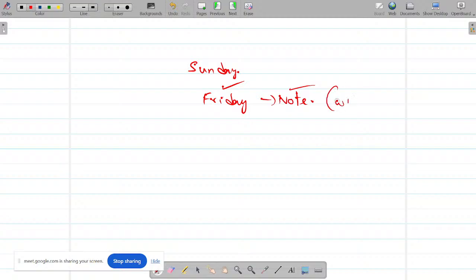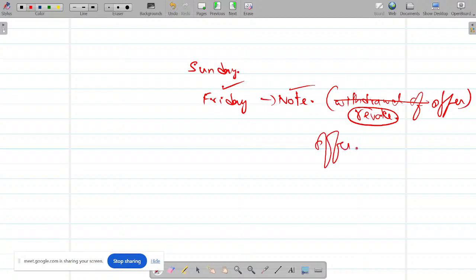Which means what? We'll say this is withdrawal of offer, but this is not the legal term we are going to use. Instead, we'll use the term revoking the offer. If revocation is valid, then what law says is there is no offer at all. Now tell me, if there is no offer, can we talk about acceptance?